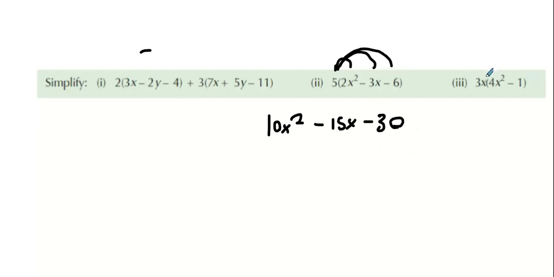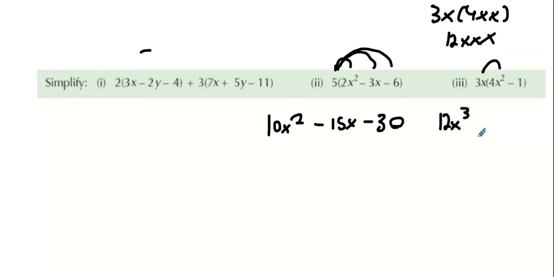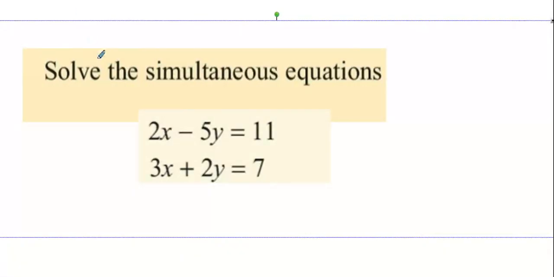And then on part 3, it's 3x times 4x squared. 3 times 4 is 12. It's 12xxx, which is 12x cubed. And then 3x multiplied by minus 1 is minus 3x. Okay, happy days. Let's move on to the next one.